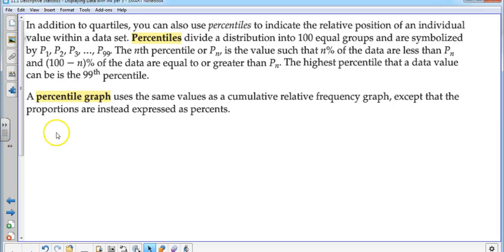Percentiles divide a distribution into 100 equal groups and are symbolized like this. We're not going to use that notation. We're just going to talk about percentiles real quick. A percentile graph uses the same values as a cumulative relative frequency graph. Wow, do we remember anything about that? We talked about that. Okay. We're going to do that today. I'll show you in just a second.